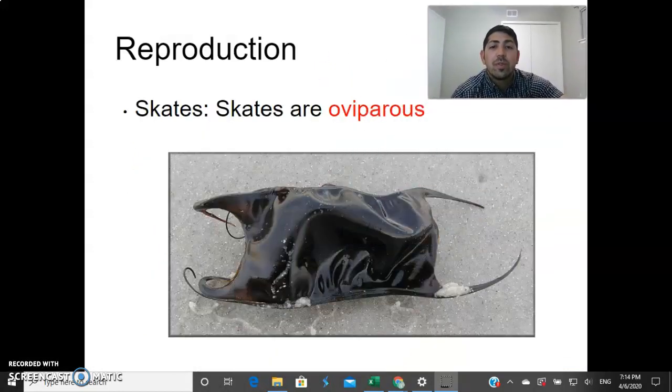So now let's go over some of the ways that we can tell them apart. So let's look at reproduction. Skates are going to be oviparous. Oviparous means, ovi means egg, and parous means birth. So they lay these mermaid's purses, and these are their version of an egg, right? Inside they're going to have a yolk, and a baby skate is going to hatch.